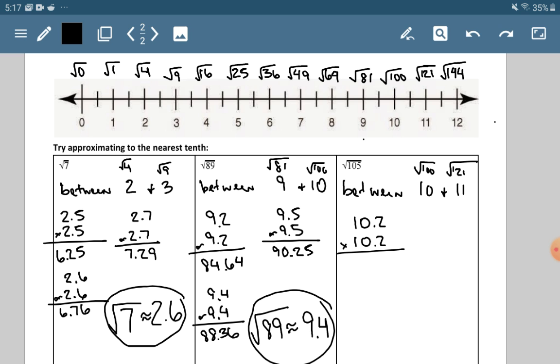10.2 times 10.2, if you did all of this math, you would get 104.04. That is extremely close. It is still just under. You can never just assume that you got it right. So just to make sure that I cannot get any closer without going over, I am going to try 10.3 times 10.3. I might go over, and if I do, I already know my answer is 10.2, but I also might get closer this way.